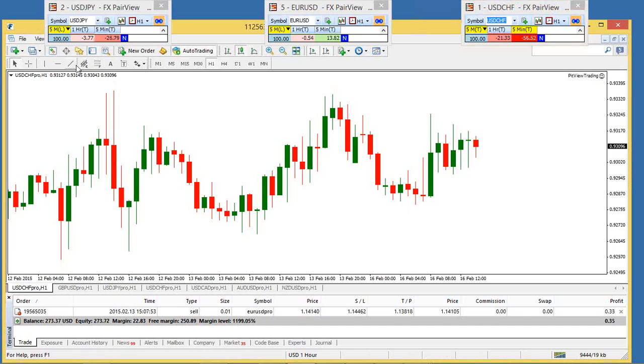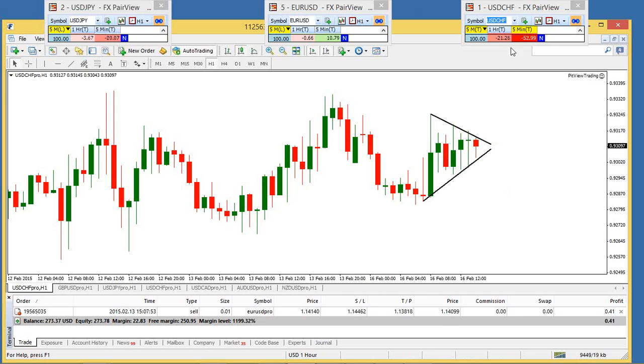Dollar Swiss has been tightly wound in here. See this little formation right in here? This is what we call a pennant formation. Again, the winding up like a rubber band.